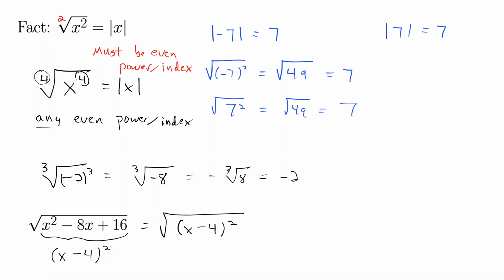But then by our principle, this so-called fact right up at the beginning, a square root of something squared is always the absolute value of that. So there we have it. Absolute value of x minus 4 is how we arrived at that answer.